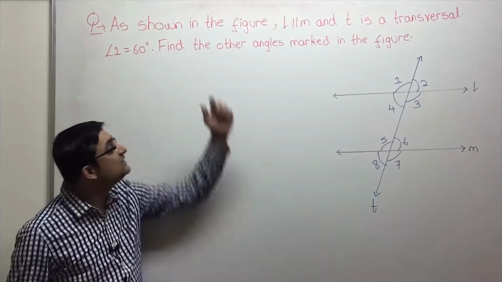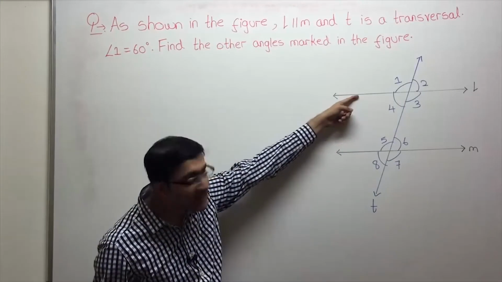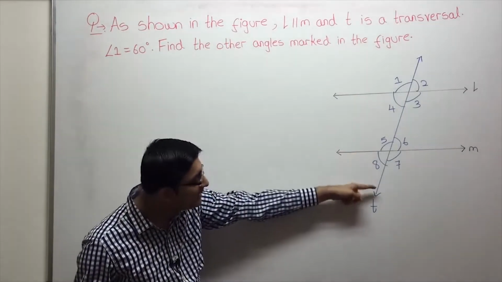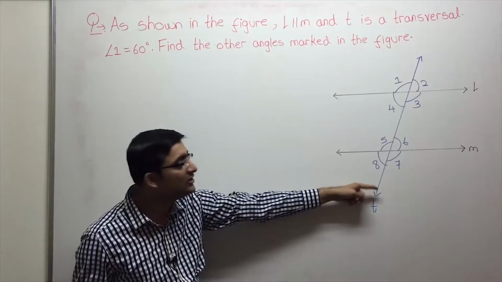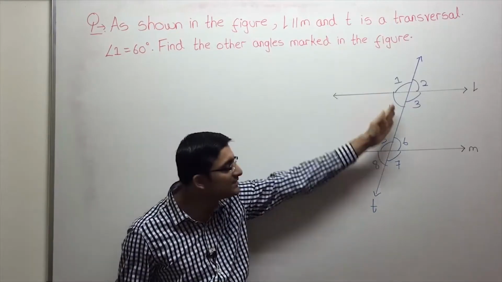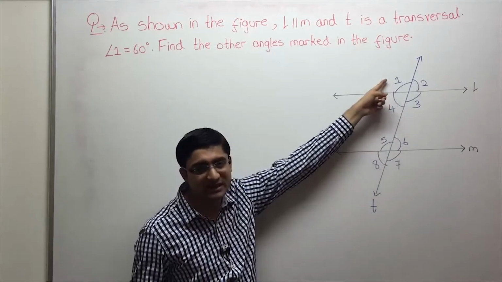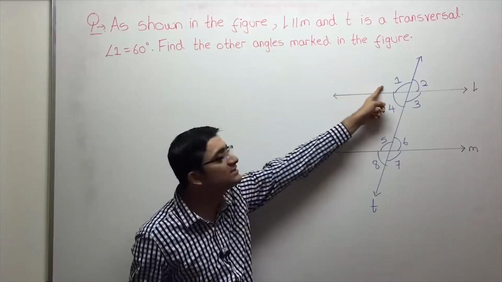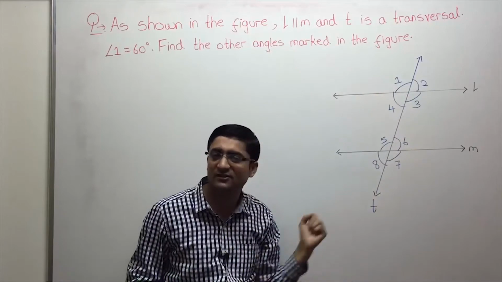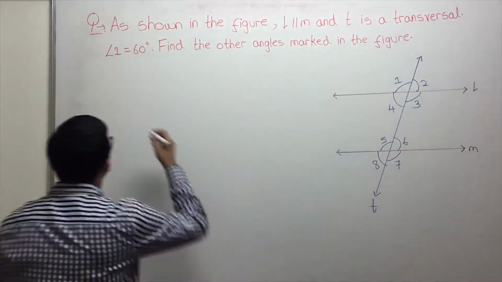So let's read the question. As shown in the figure, line L is parallel to line M and line T over here is a transversal. So basically we know whenever we have two lines and a transversal, we get 8 angles. Now only one angle is given to us, that is angle 1, given as 60 degrees. So based on this we have to find the remaining angles. So let's begin.